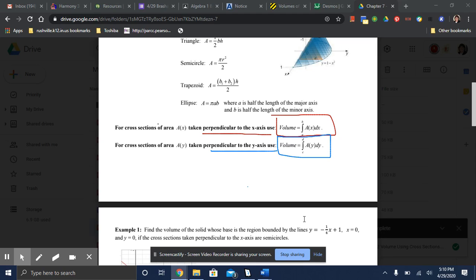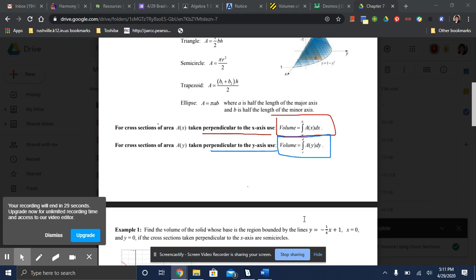So you will be working on volumes today with cross sections, and therefore we will not be necessarily using pi r squared h unless for some reason your problem involves a semicircle or a circle, in which case that area would involve at least the pi r squared. So we'll go on to the next video for your first example.